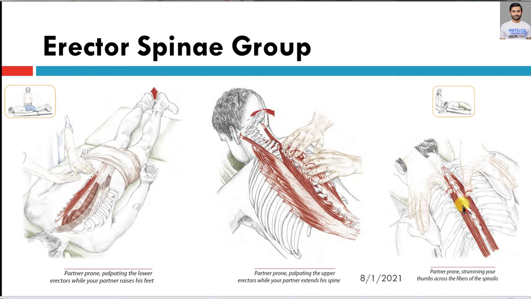So these muscles make two mountains. It is also called two mountains and a valley, because on either side the erector spinae group of muscles make two mountains, one on each side, and a depressed area, or a depression, is basically the part where the spinous processes lie. So hence it is called two mountains and a valley.